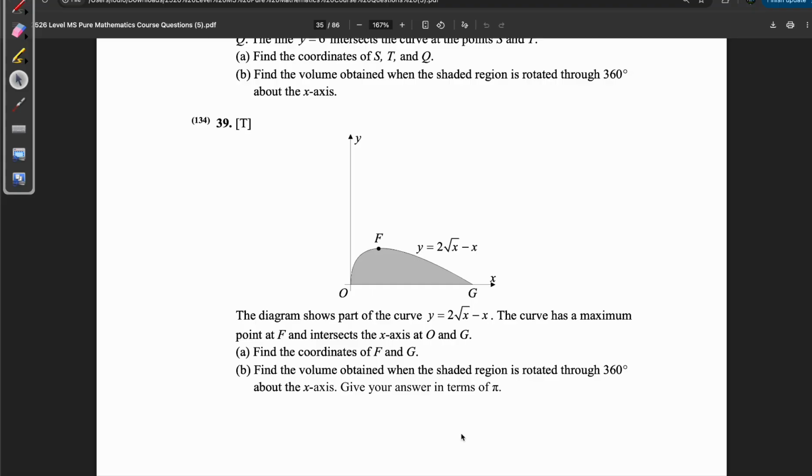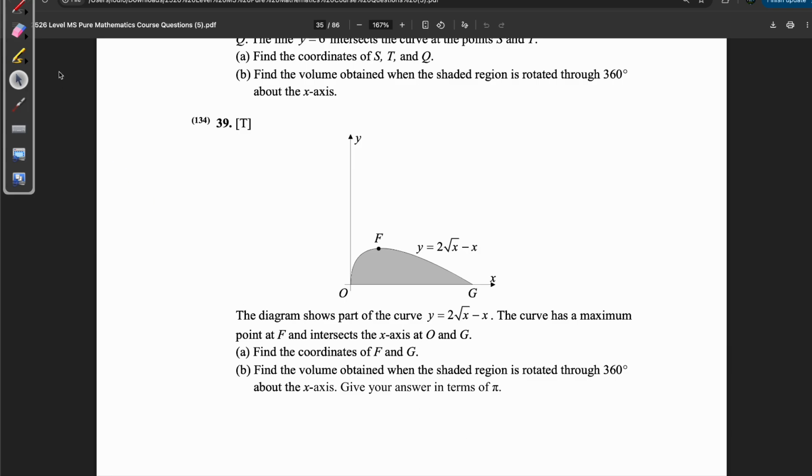Last question for the chapter 5 questions. The diagram shows part of the curve 2 radical x minus x. The curve has a maximum point at F and intersects the x-axis at O and G. Find the coordinates of F and G.